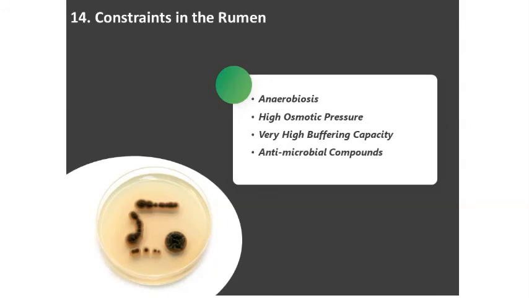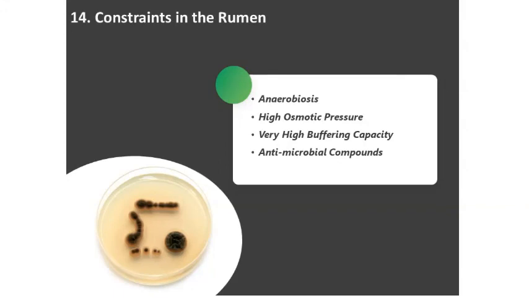Then there is very high buffering capacity, because it can tolerate a large quantity of acids or bases, which can protect the microorganisms in the rumen, and they don't allow any external microbe to survive in the rumen. Then there are some antimicrobial compounds which are produced by different microbes in the rumen. They are inhibitory for the growth of other microbes. All these constraints in the rumen are responsible for stability of the rumen microbial ecosystem, because the non-rumen microbes are not able to survive under these conditions.